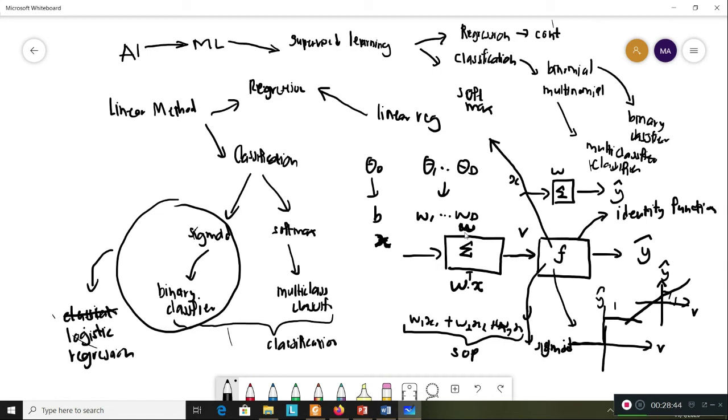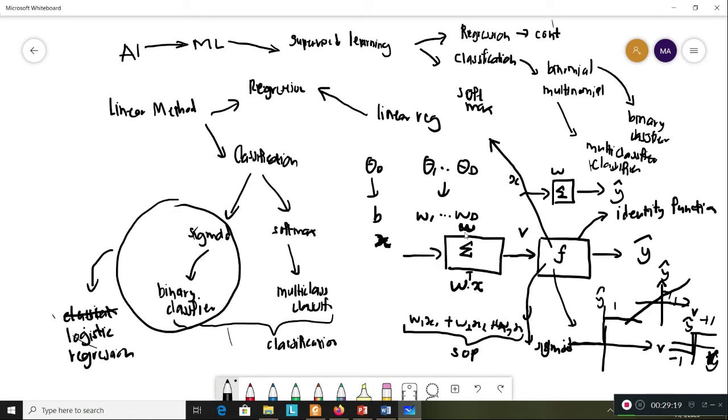Sigmoid is only if you set f equal to sigmoid, then that is called logistic regression. But if you set your f as a sign function, how to draw the sign function there? The sign function is something like this: +1, -1. So this is y hat, and this is v.